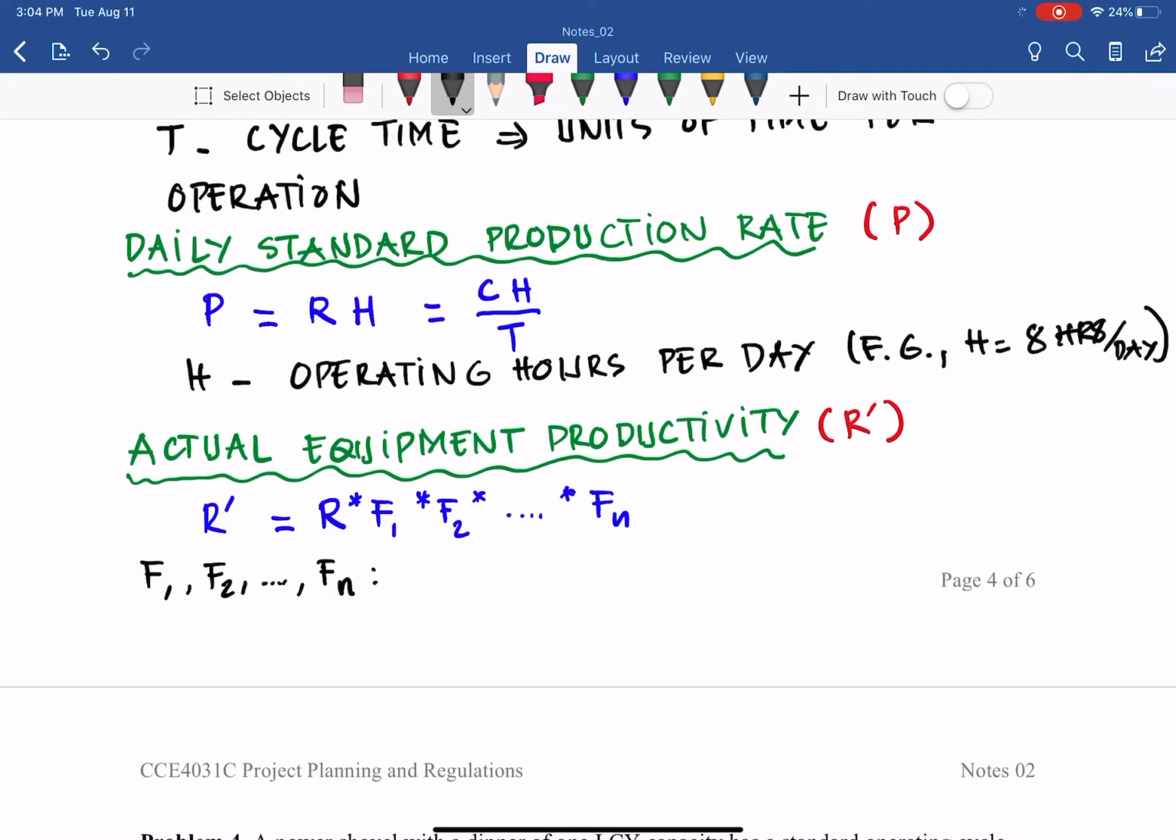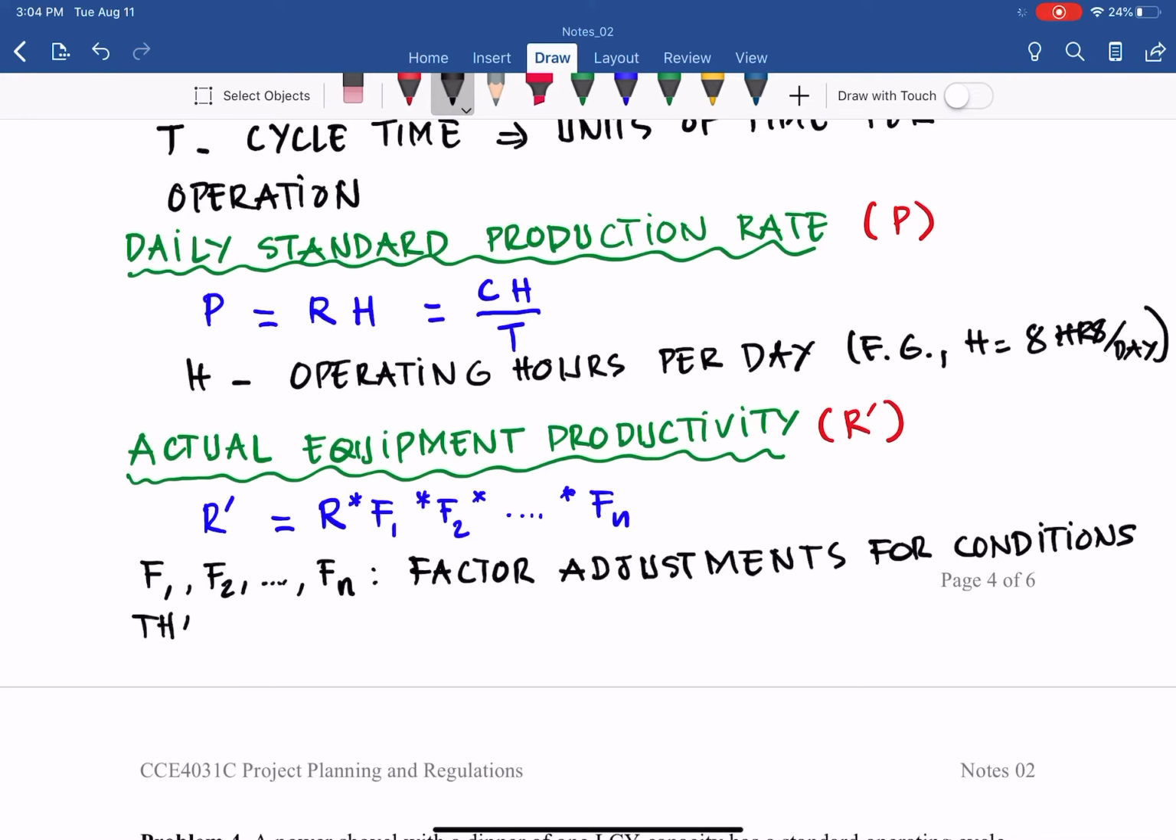What is the standard condition? Normally it is defined by the manufacturer of the equipment. That is the factor adjustment for conditions that lower the standard production rate.